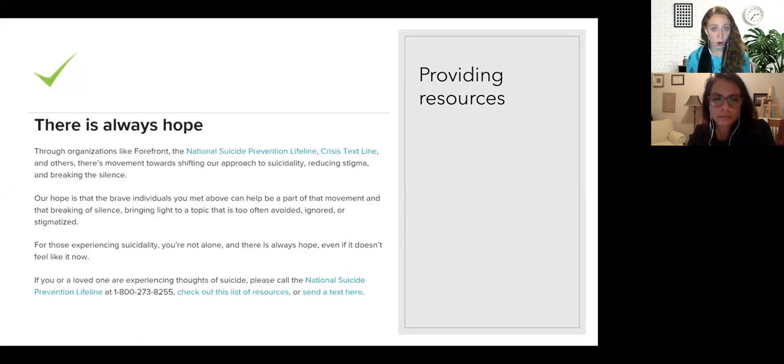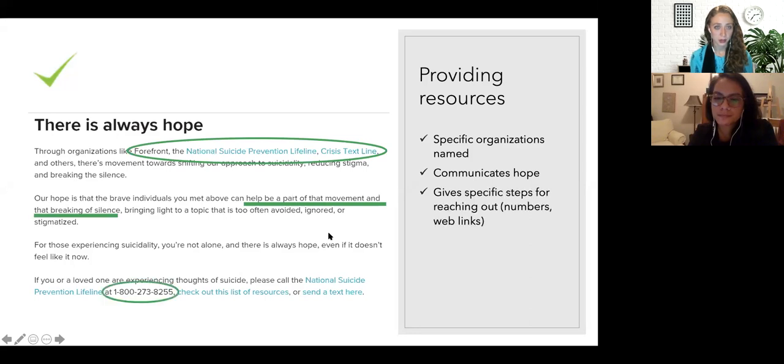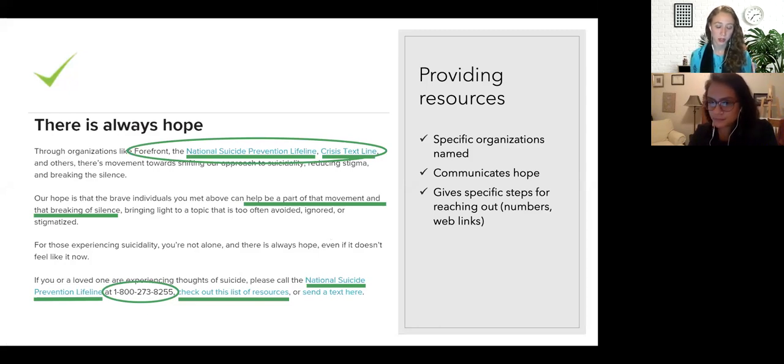It communicates hope. You'll see toward the bottom it says, for those experiencing suicidality, you're not alone and there is always hope, even if it doesn't feel like it now. And it also gives specific steps for reaching out, things like numbers and web links. We've highlighted some of these for you. It gives you ways to be part of the movement, the breaking of silence. The way they're framing that story helps to move that conversation in a direction that's likely to be helpful.